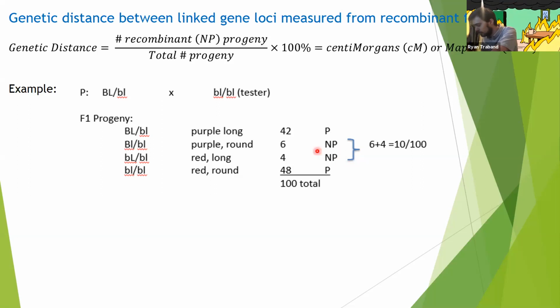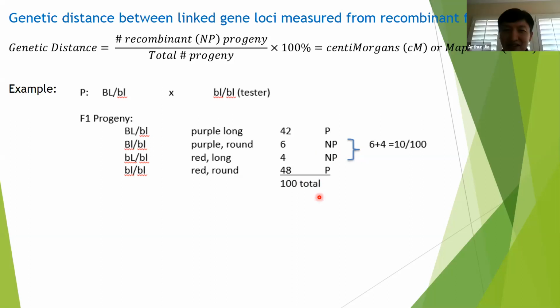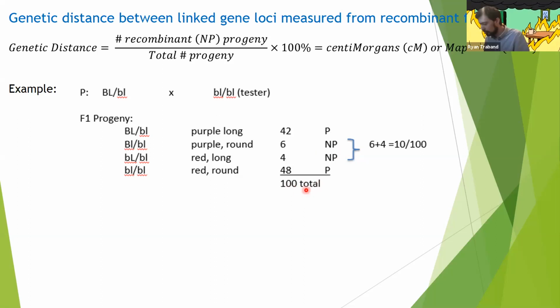Now, based on this data, we're going to generate a lot of progeny here. Just for simplicity, we use a very simple number. We assume we get 100 progeny in total, but in reality, this number is not enough. We need to generate way more than this to get a robust estimation from the statistical analysis.